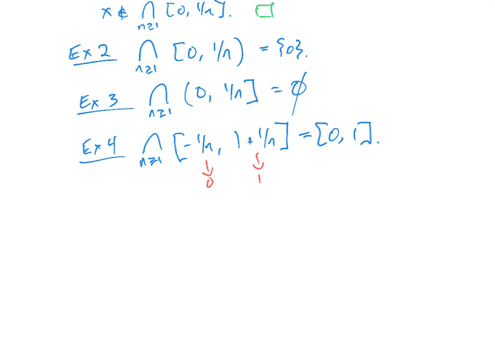Now, if you wanted to prove this one, and this is the one I should have put on the homework, you would take a negative number and you'd show that eventually this minus 1 over n is greater than your negative number. That follows from the fact we used earlier. And then you take a number greater than 1 and you'd show that eventually this 1 plus 1 over n is less than that number. Okay? Good. Any questions?